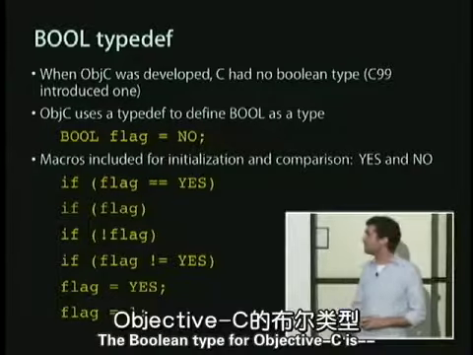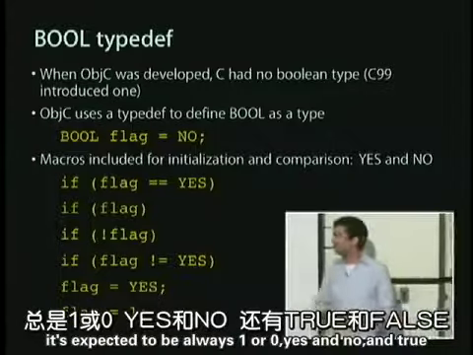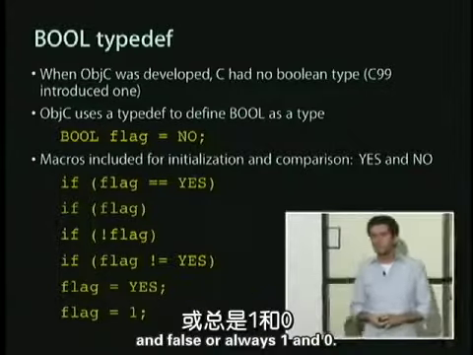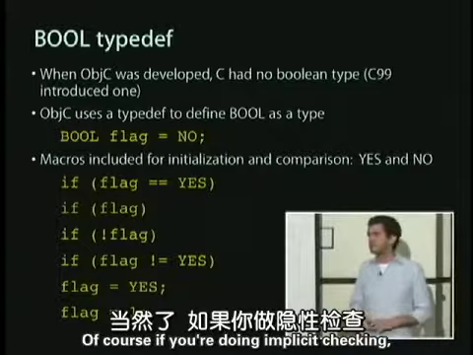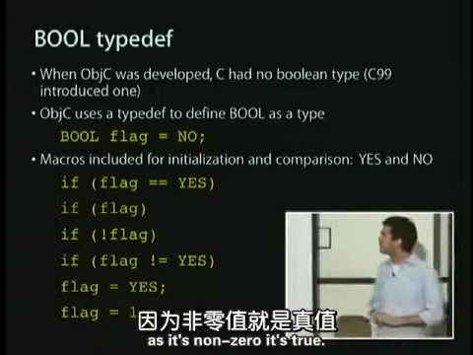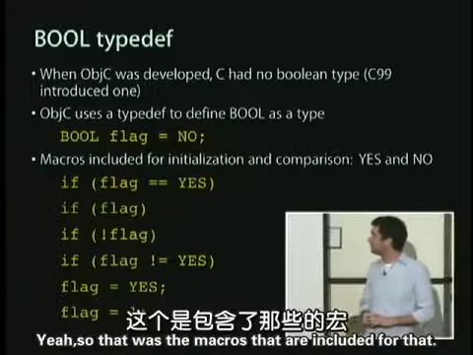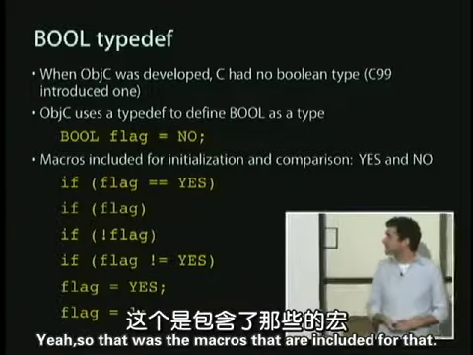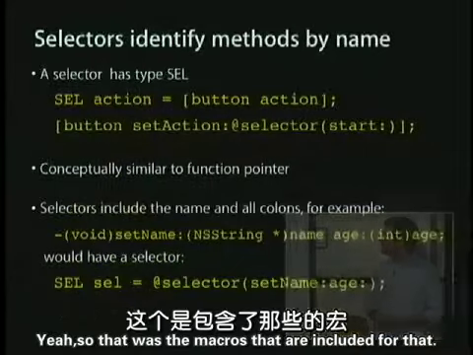The Boolean type for Objective-C is expected to be always 1 or 0. YES and NO, and TRUE and FALSE are always 1 and 0. And of course, if you're doing implicit checking, it doesn't really matter that it's exactly 1. As long as it's non-zero, it's true. Yeah, so those are the macros that are included for that.